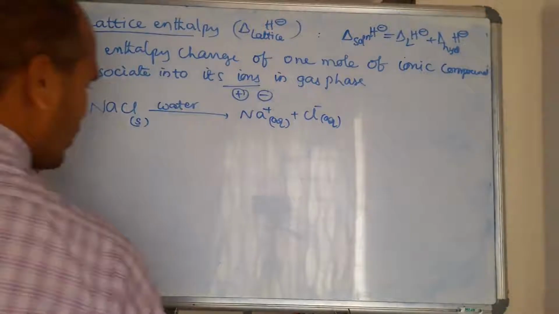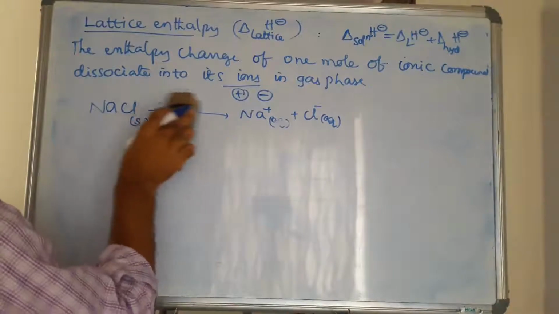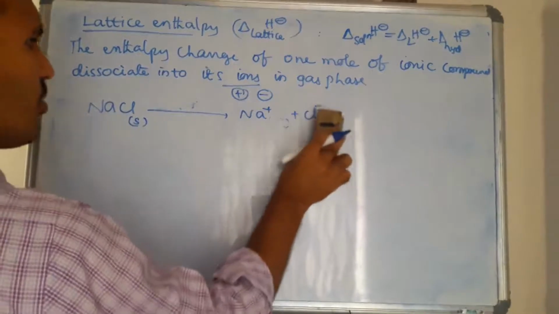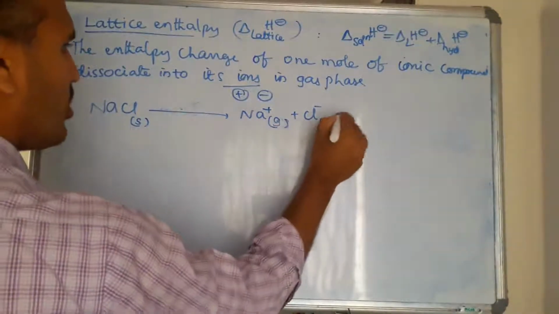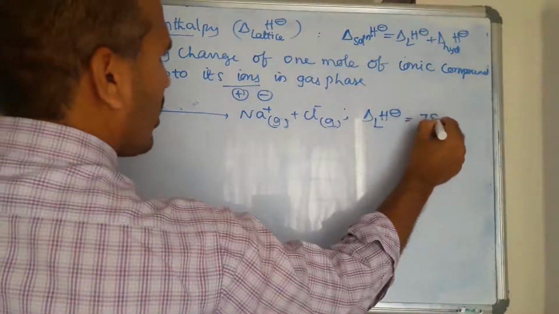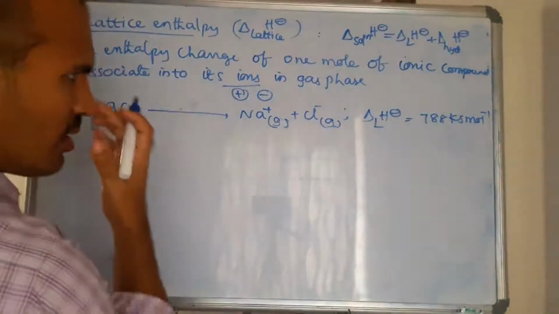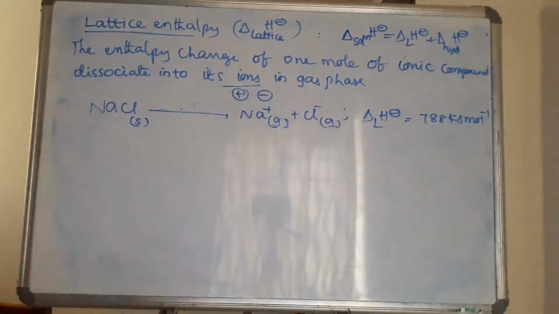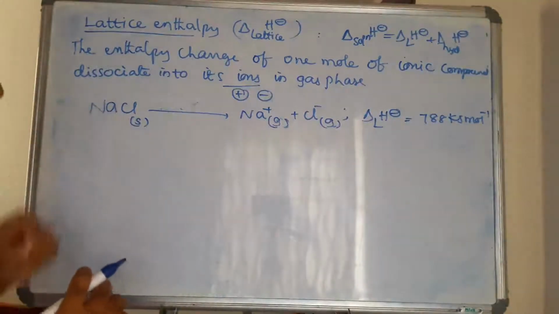Sorry, I have to write this as gas form, not aqueous. If water is there, aqueous is correct, but first we have to discuss clearly what is lattice enthalpy, because I wrote according to enthalpy of solution. So now keep in mind, normally this is a gas according to the definition. Then this value, how much? The lattice enthalpy is equal to 788 kilojoule per mole. In some books it may be given as 787.6 also. This rounded value is 788. It depends upon which value you are taking in the individual steps. Now this is the lattice enthalpy.